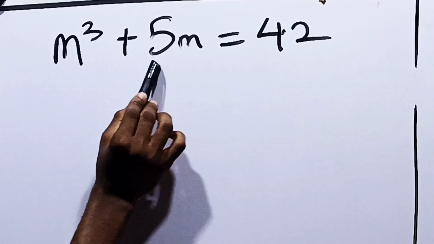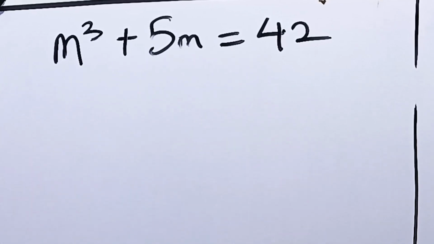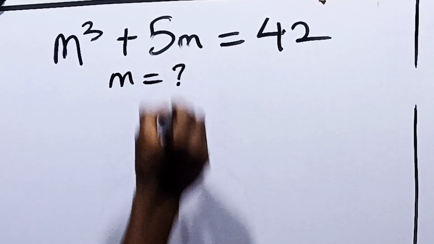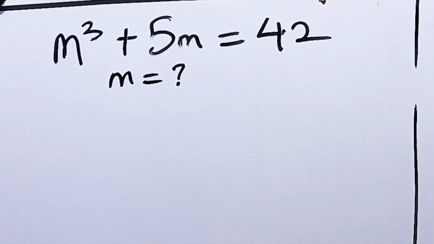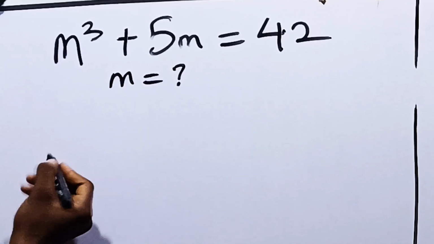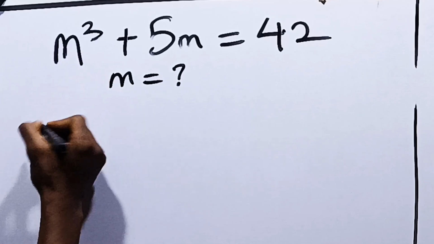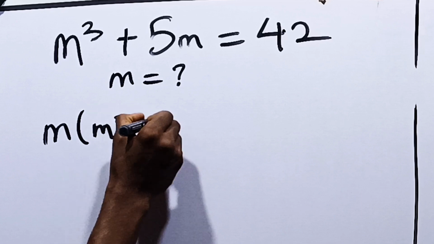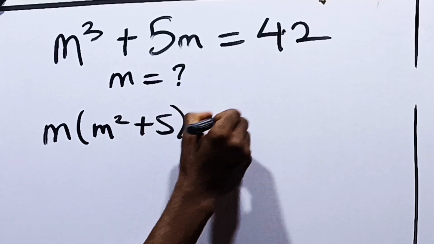says m cubed plus 5m is equal to 42, and we're going to solve for the values of m. Okay? Now, how do we solve this together? First thing we can say here is that let's factorize m from this equation. So we have m into m squared plus 5 equals 42.